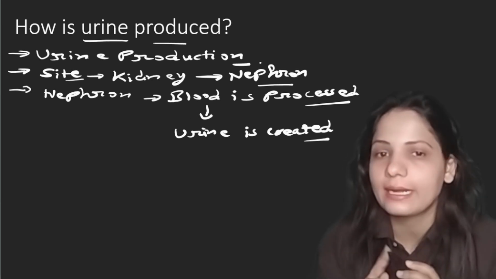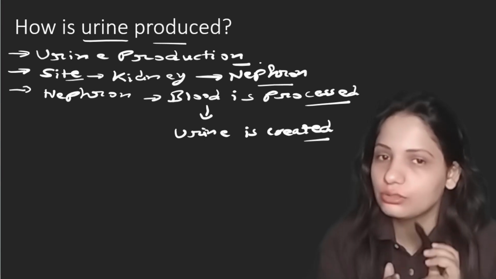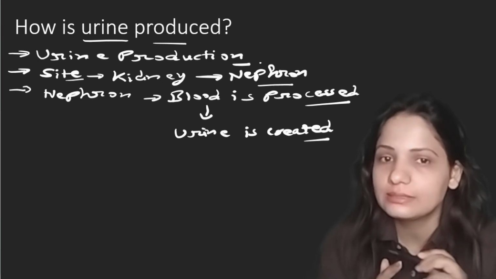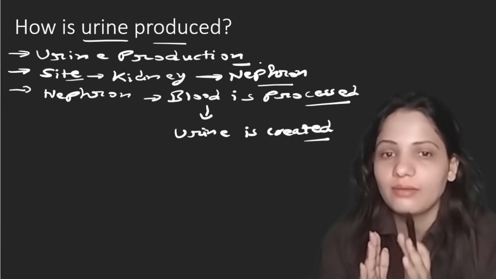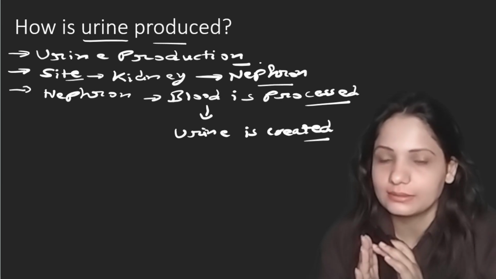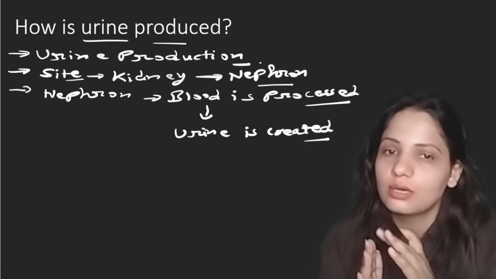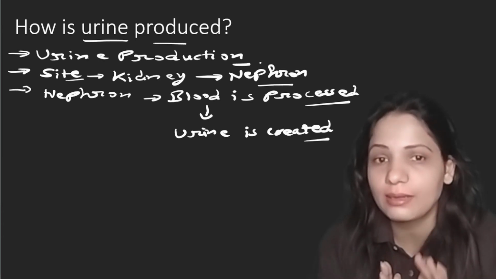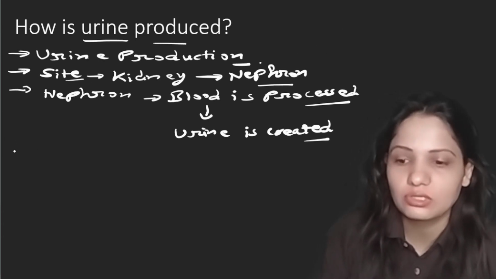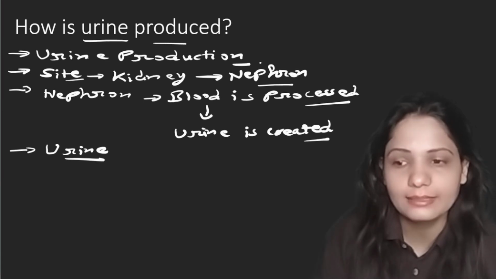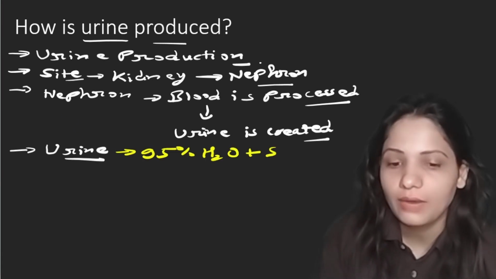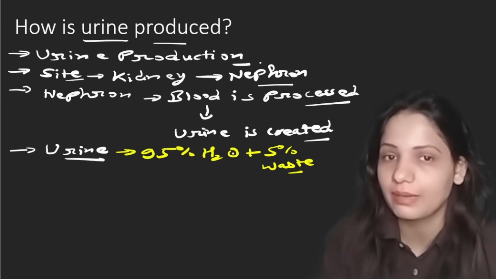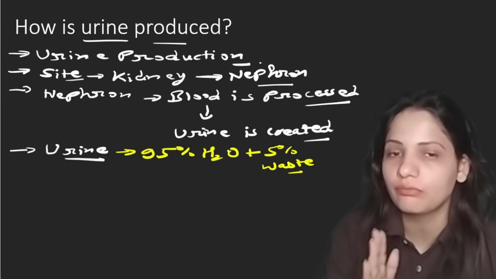We have the blood. That blood enters into the kidney, passes into the nephron, and then inside the nephron, blood is filtered out, and the filtrate which comes out of blood, the waste products and water which come out of the blood, is urine. And this process happens inside the nephron. So we can write here, what is urine? Urine is 95% water and 5% waste, and that waste is removed from the blood.